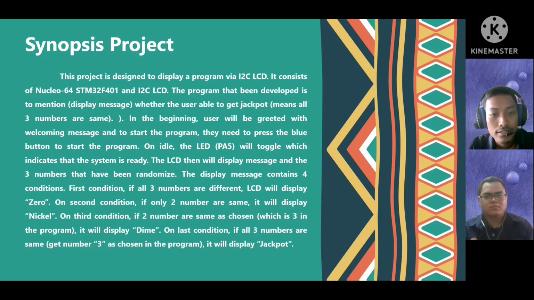For the first condition, if all three numbers are different, the LCD will display 0. On the second condition, if only two numbers are the same, it will display nickel. On the third condition, if a number is the same as the chosen number, which is 3 in the program, it will display dime. On the last condition, if all three numbers are the same, for example, getting number 3 as chosen in the program, it will display jackpot.